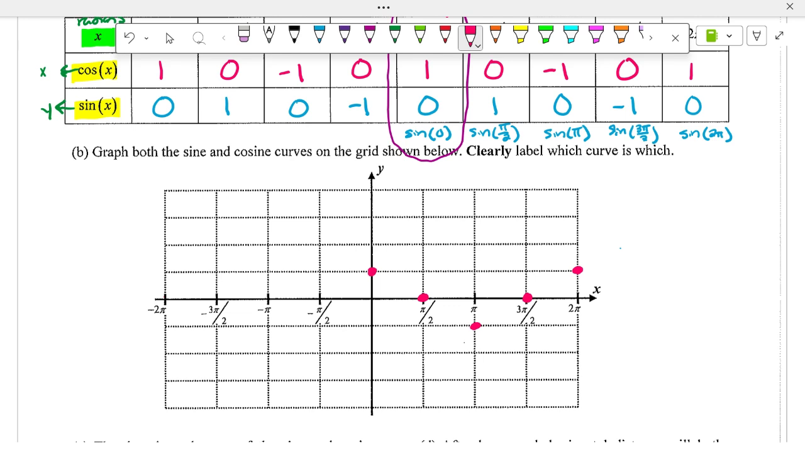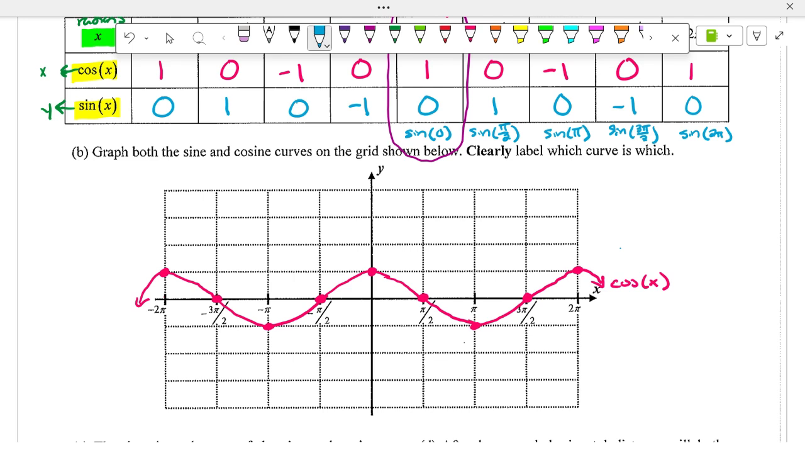Then if I go backwards, so I'm back at 0 again. Negative pi over 2 is 0. Negative pi is -1. Negative 3 pi over 2 is back at 0. And then -2 pi is at 1. So my cosine graph, and remember, it will keep going up and down forever and ever. So I'm going to make sure that my graph looks like it's going to go back down again. It will look like this. So this is what the parent function of cosine looks like.